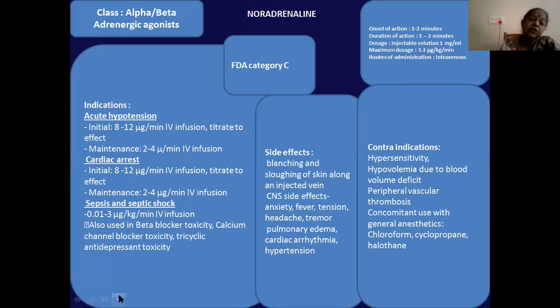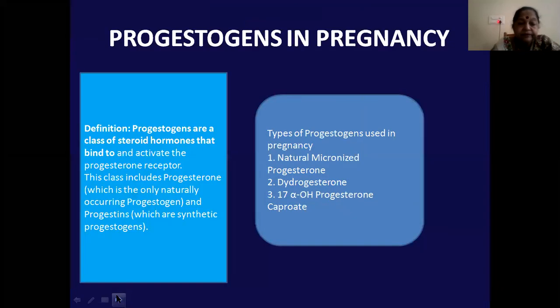Acute hypotension, you start initially with 8 to 12 microgram per minute IV infusion, then titrate the effect. Maintenance of 2 to 4 microgram per minute IV infusion, and the dosage differs in cardiac arrest and sepsis and septic shock. So these are the common drugs which are used in shock. It is a class of FDA category C, but in emergency you have to use these drugs, alpha and beta adrenergic agonist. This is another class of drugs, progestogens, which is commonly used.